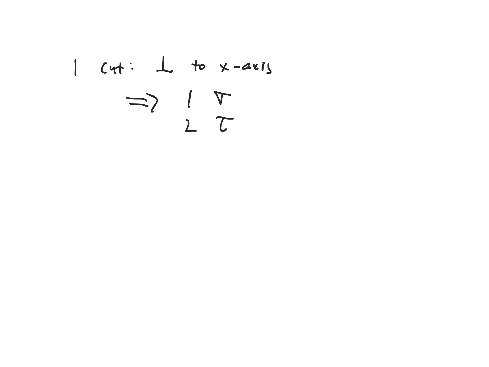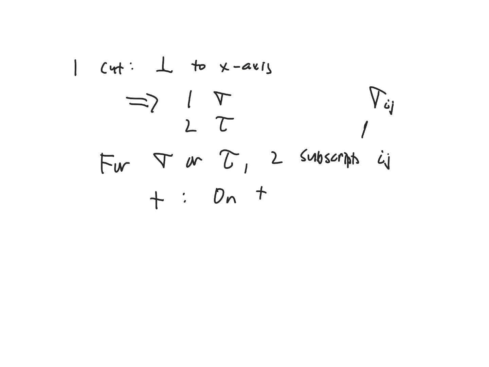For either sigma or tau, there are two subscripts, and we're going to identify the following sign convention. The stress is considered positive if it's on the plus face. In fact, let's call those two subscripts i and j. So the first and the second one. So it can either be sigma ij or tau ij. Let's draw that up here. So sigma ij or tau ij.